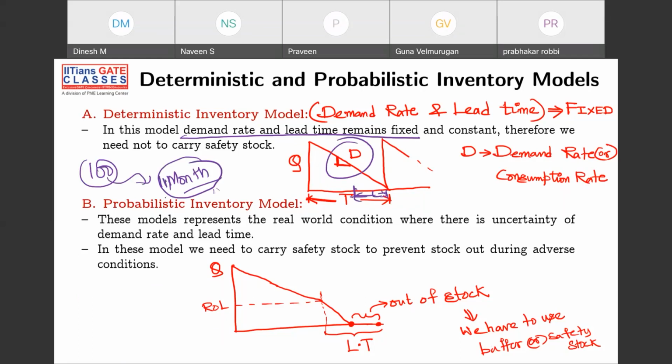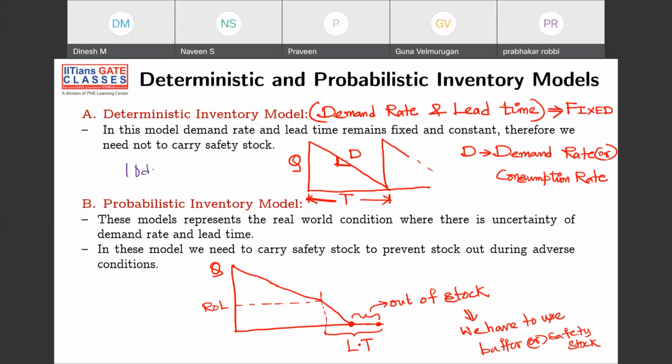If it takes 1 month only, no need to carry any safety stock, right? No need to carry any safety stock. Like if you're going for trekking, I told you already, 10 days. So we are assuming that I need only 10 pairs. There is no problem, no rain, nothing, everything is going on smoothly. So no need to carry an extra pair. Safety stock is not carried. As demand rate and lead time are fixed, there is no need to carry safety stock. So that's the reason why these models are known as deterministic.